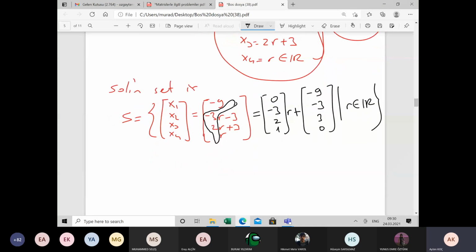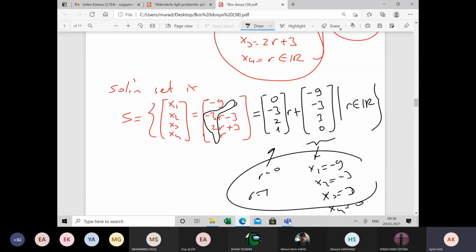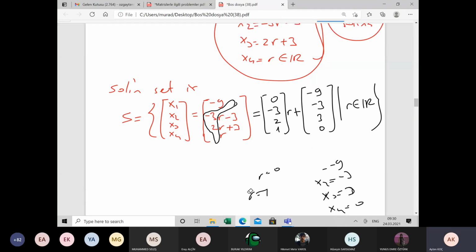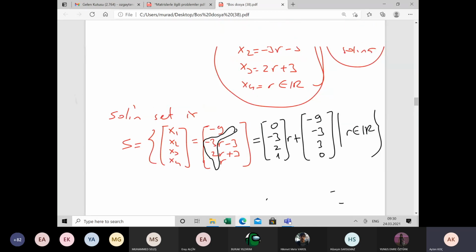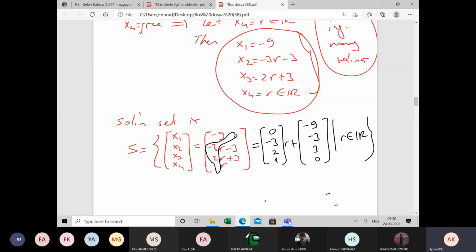For example, take r to be 0 here, and we get this solution: x1 is minus 9, x2 is minus 3, x3 is 3, x4 is 0. It's okay. Take r to be 1 and we get other solutions. So we get infinitely many solutions. It's okay. Any question about the solution?